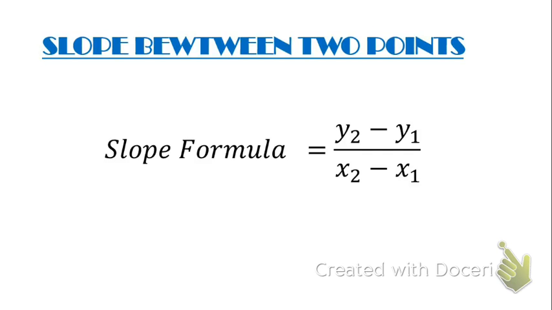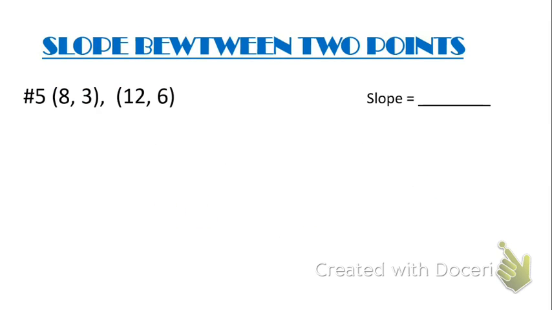All right, slope between 2 points. We have a formula, a slope formula. y2 minus y1 over x2 minus x1. Make sure you write that down. All right, so let's look at number 5.